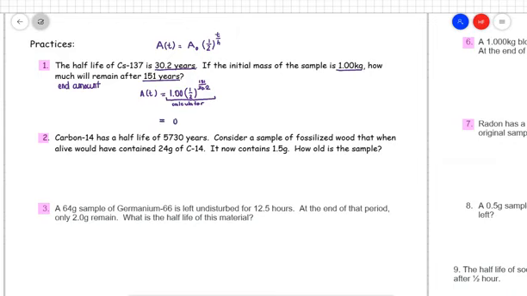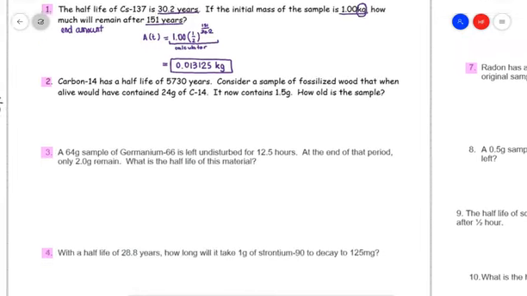So we get 0.0131125. And since our starting amount was in kilograms, and we're finding our end amount, it is going to be in kilograms as well. So if we start with 1 kilogram of this element, after 151 years, we will only have 0.013 kilograms.